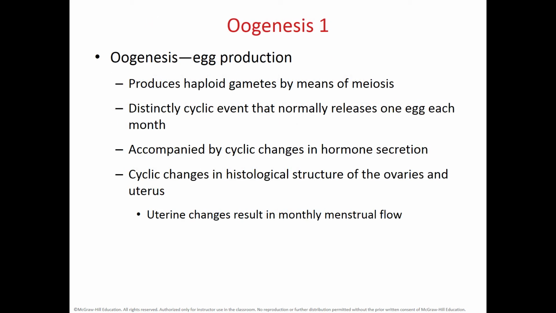Oogenesis is the production of egg cells, and during oogenesis, diploid cells, the oogonia, form haploid cells or egg cells. Now, in order to produce these haploid cells, you will have cyclic changes in hormone secretion.